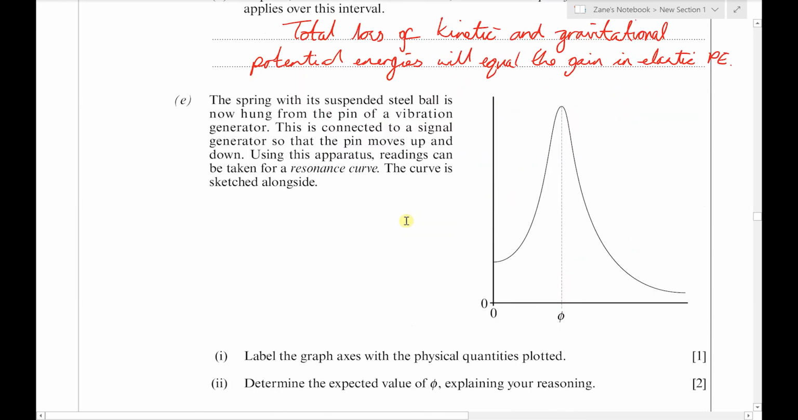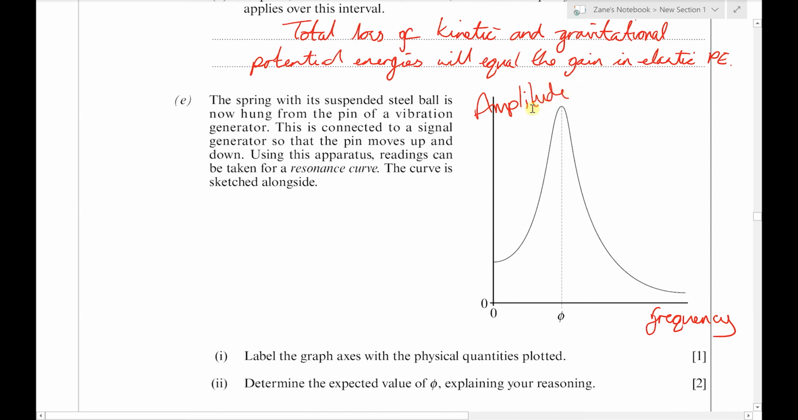Next, the spring is hung with its suspended steel ball from the pin of a vibration generator, and this is connected to a signal generator so that the pin moves up and down. And using this apparatus, readings can be taken for a resonance curve, and we've got the curve on the right hand side. And we've got to label the graph axes for the physical quantities plotted. Well, this x-axis is the frequency of oscillation, and this y-axis is the amplitude of oscillation.